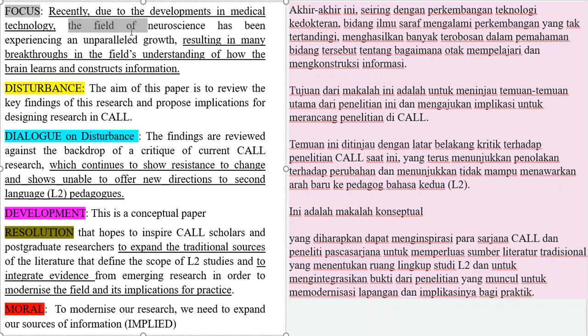The field of neuroscience has been experiencing an unparalleled growth. Well, we could get rid of that too. Just growth. We now see that if we left the focus just like this, the field of neuroscience has been experiencing growth, the focus wouldn't be communicating anything, right? It does have a core information, but what's missing?